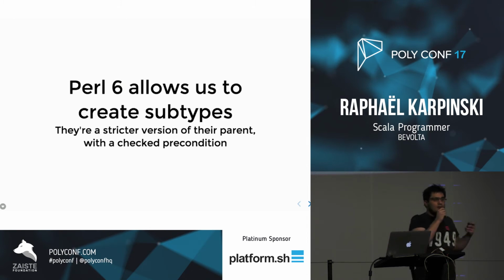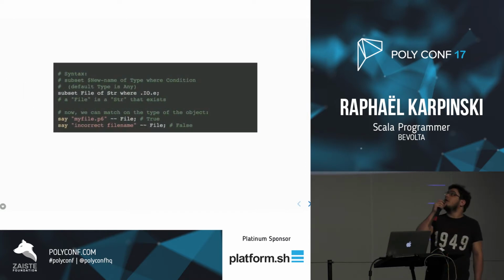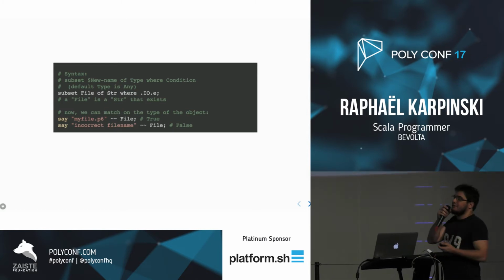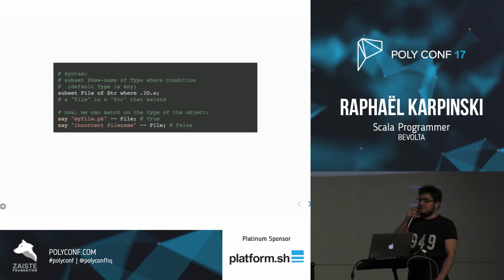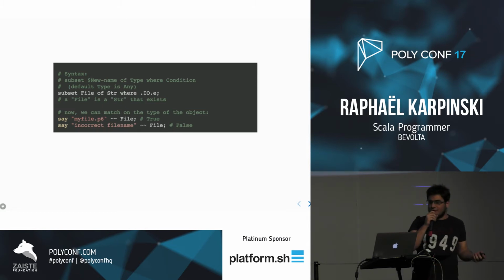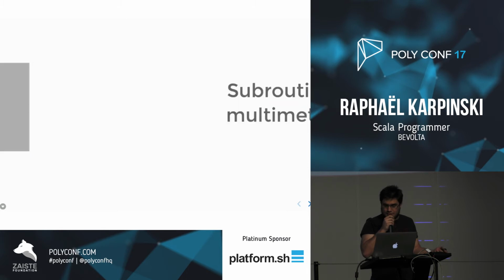And with various types, we can create subtypes, and I don't mean the object-oriented version of subtypes, I mean constraint types. So here we can say we have a subset file of string which, when converted to an IO object, exists, and then we can use the tilde wiggle operator to check that a file exists or doesn't exist. And for a Perl script, that might entail, for example, parsing a config file and ignoring any line that starts with a hash, because those are comments and we don't care about comments.